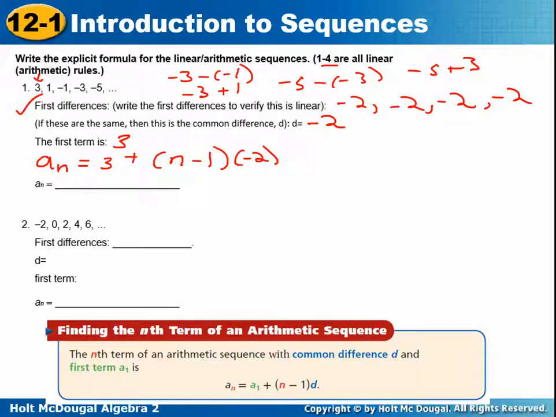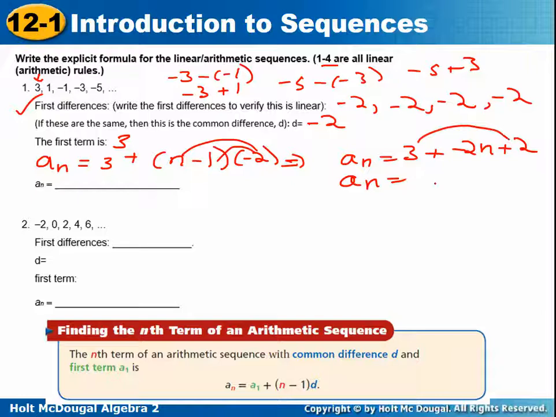Now we simplify this because this is not written very neatly yet. So I'd have a sub n equals 3 plus, now do the distributive property. I'd have negative 2n plus 2. And then you combine your like terms, and I would get 5. And I can either write minus 2n, or I could write this as negative 2n plus 5.